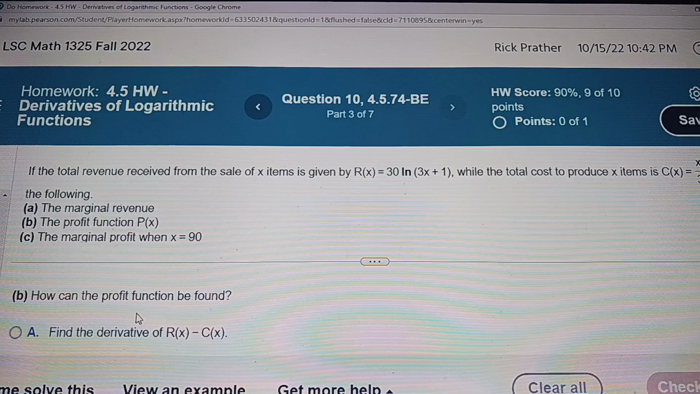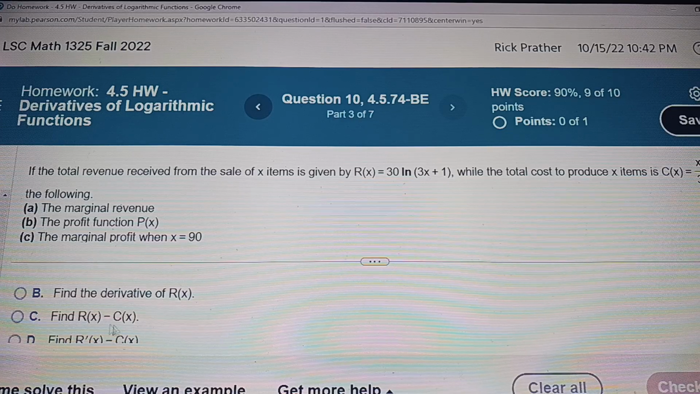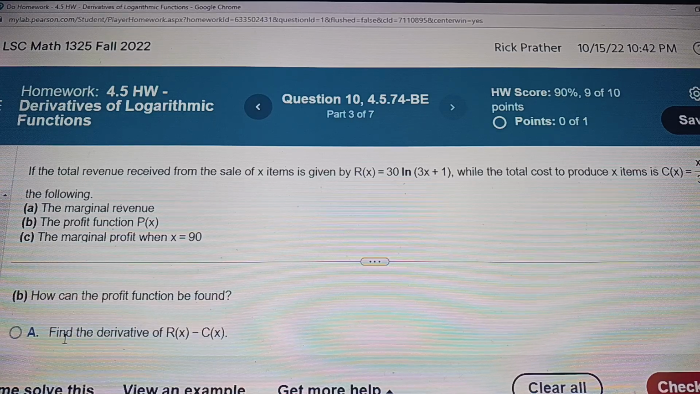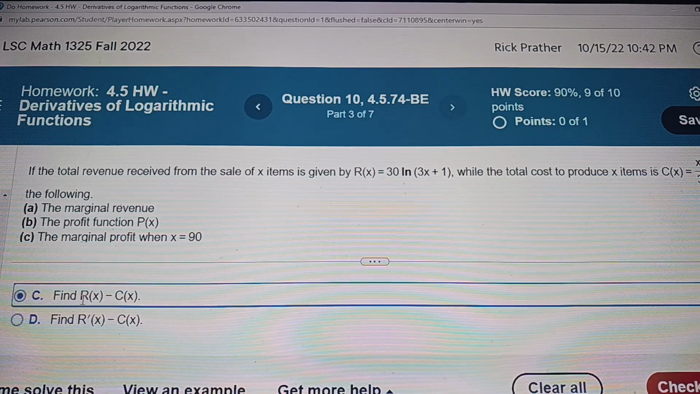How can the profit function be found? See, this is good how they're doing this, because then you have to know when you are doing derivatives and when you are not doing derivatives. Profit is not a derivative. That's just regular P. But you also have to know from business that profit happens when you take your revenue minus your cost. So it's not the derivative of that. It's just finding the revenue minus the cost. It's not A. It's not find the derivatives of the subtraction. It's literally just the subtraction. Revenue minus cost, that's profit.